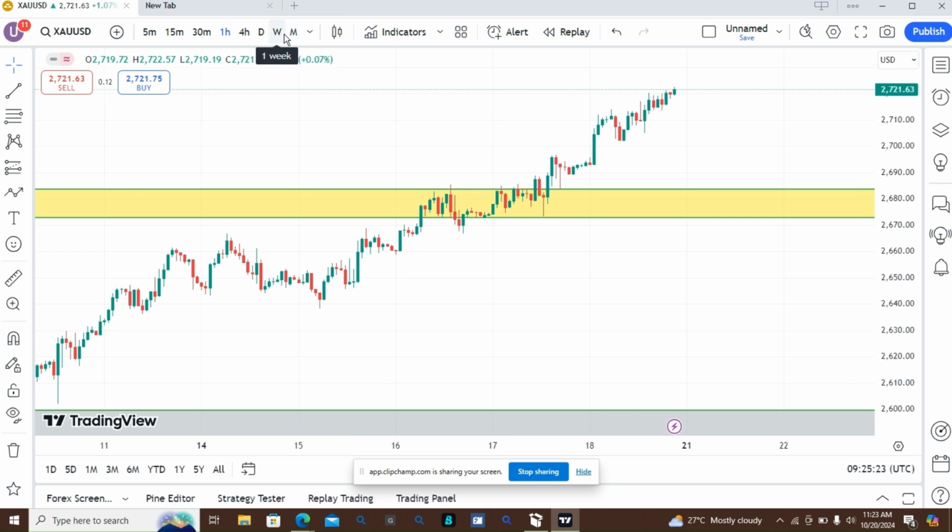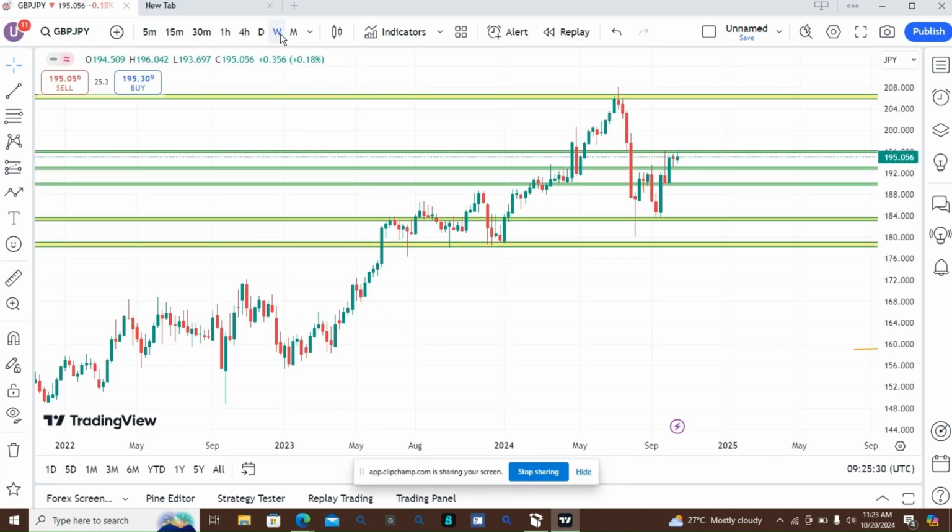So our next on the line is GBPJPY. That is our next pair on the line. So GBPJPY, starting from the weekly time frame.